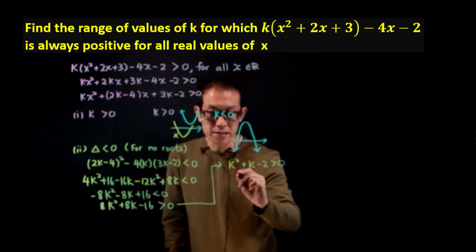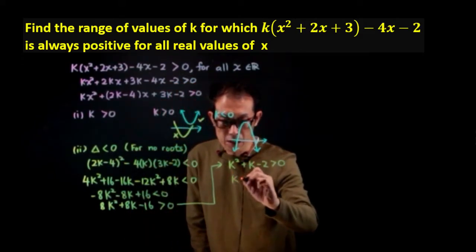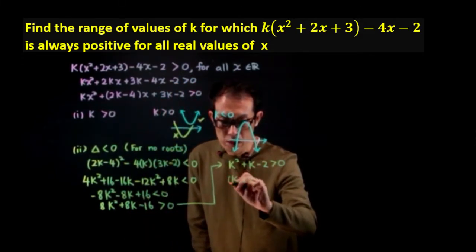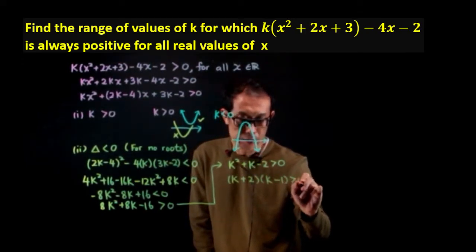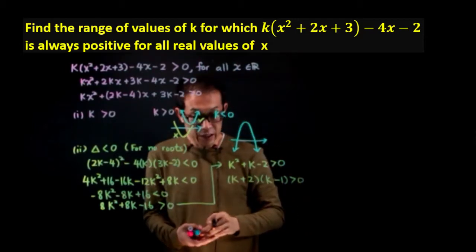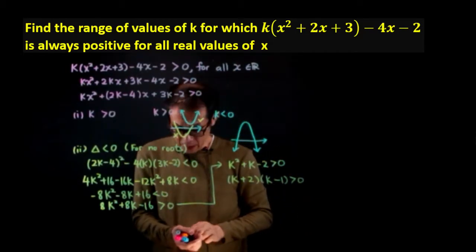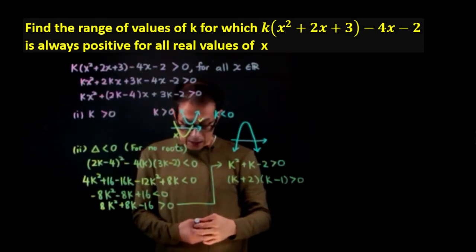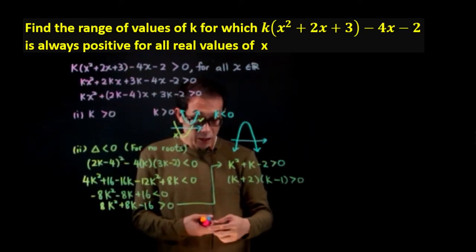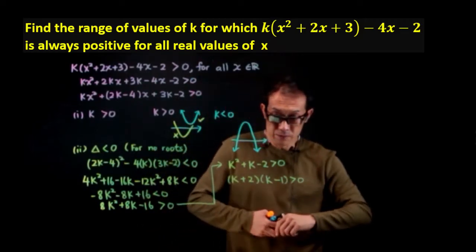Now let's factorize this. You got k plus 2 into k minus 1 greater than 0. Now how to solve this quadratic inequality? You have learned it earlier. Now let me sketch this out.